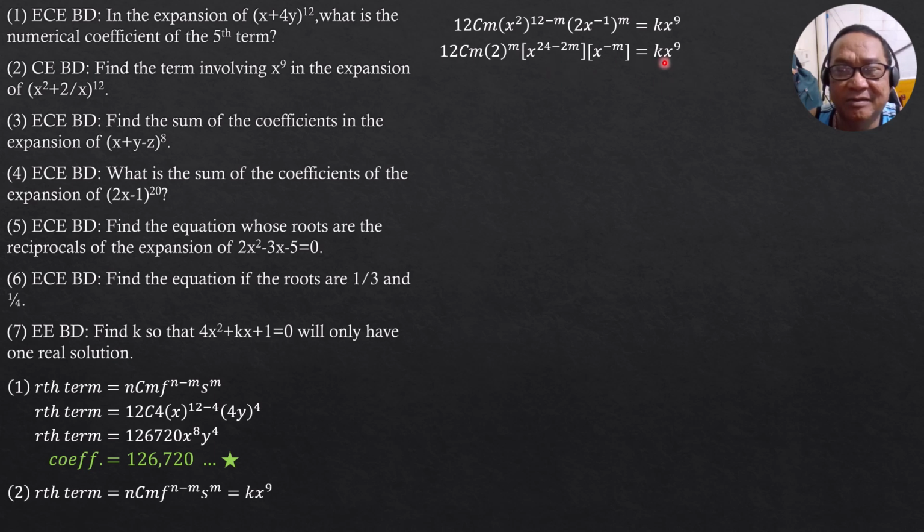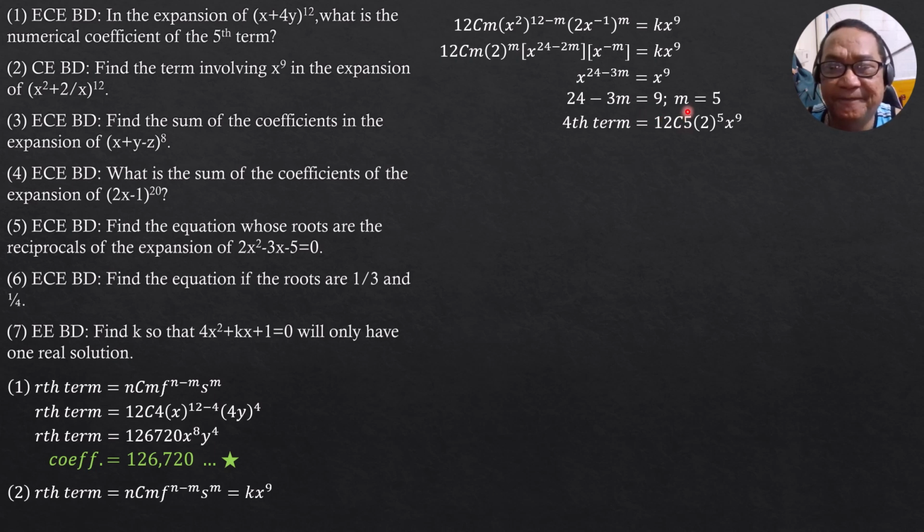So we are interested only in this variable here. This is x to the 24 minus 3m equals x to the 9. So equating exponents, 24 minus 3m equals 9. 24 minus 9, 15 over 3, so m is 5. Having known m is 5, the term is 12 combination 5, 2 to the 5, x to the 9. That's the sixth term, because r is m plus 1. So using the calculator again, the term is 25,344 x to the 9.